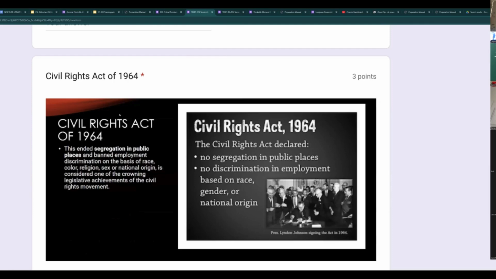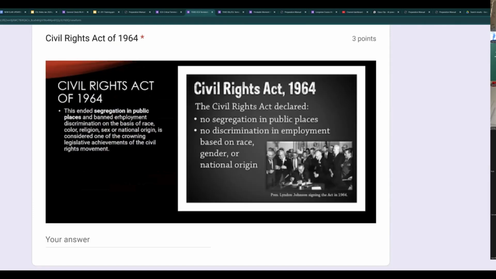Civil Rights Act of 64. This follows the desegregation. Obviously, desegregation was 1954. Schools were desegregating. And then in the Civil Rights Act of 1964, now we're no longer discriminating based on race, gender, or national origin.